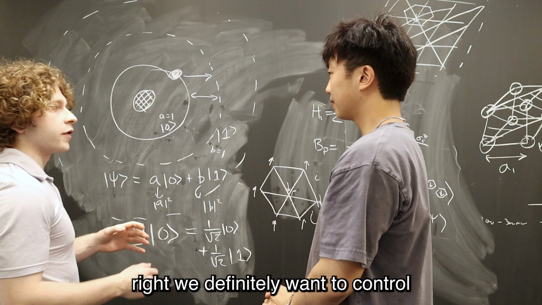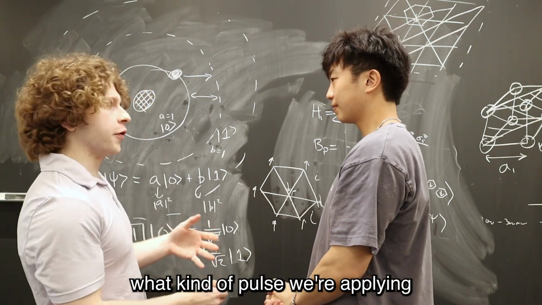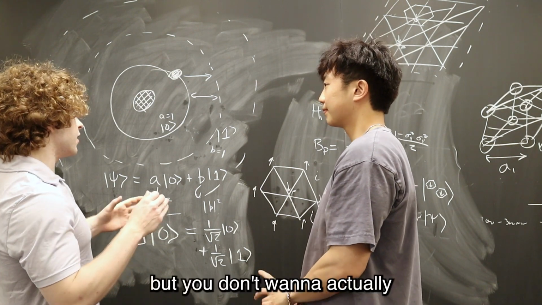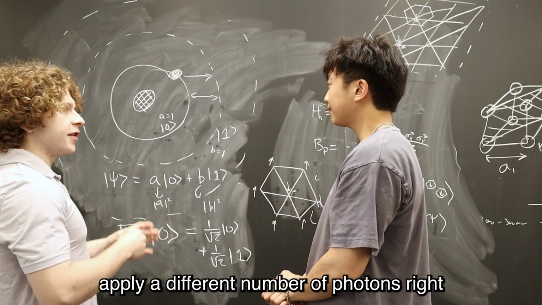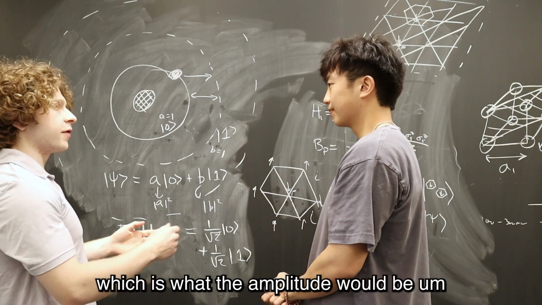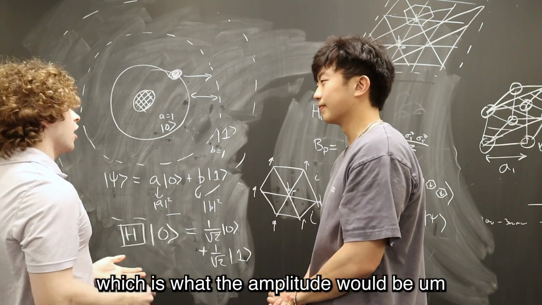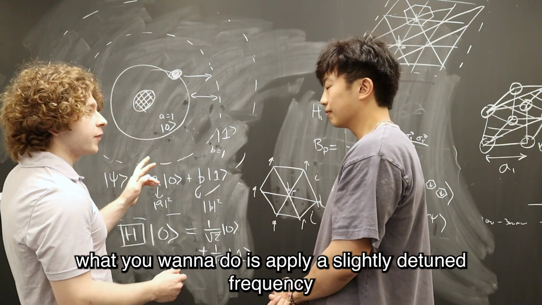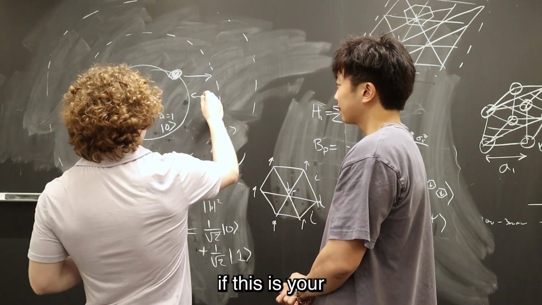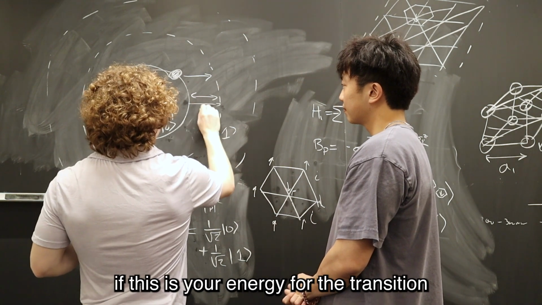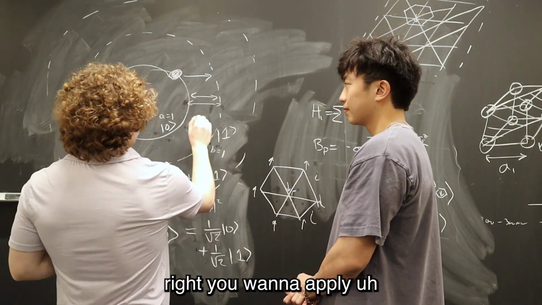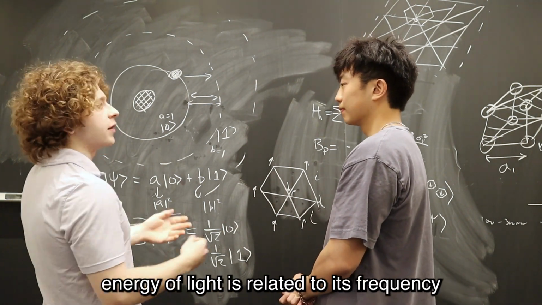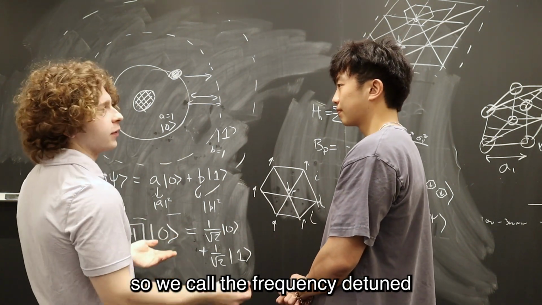So you're thinking along the right lines, right? We definitely want to control what kind of pulse we're applying in order to apply a gate, right? But you don't want to actually apply a different number of photons, right? Which is what the amplitude would be. What you want to do is apply a slightly detuned frequency. Detuned frequency means if this is your energy for the transition, right? You want to apply a pulse of light with a slightly different energy. Energy of light is related to its frequency, so we call the frequency detuned.